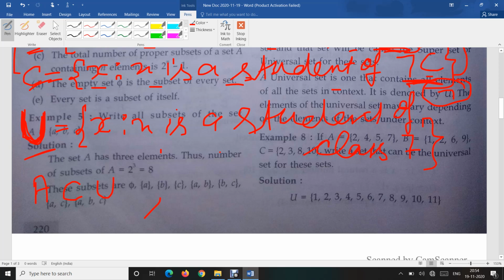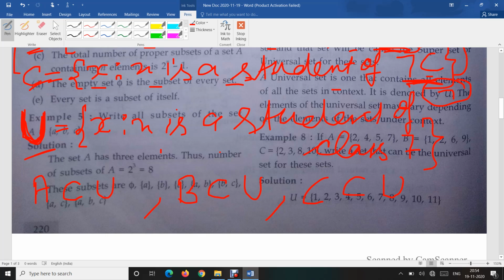Similarly, if we take set B, which is class 7th B, 7th B is a part of the universal set, as well as 7th A and 7th C. Apart from 7th B, we have 7th A and 7th C in the universal set also. So set B is also a proper subset of the universal set. Similarly, C is a proper subset of the universal set.